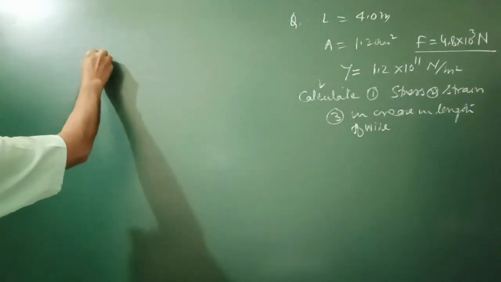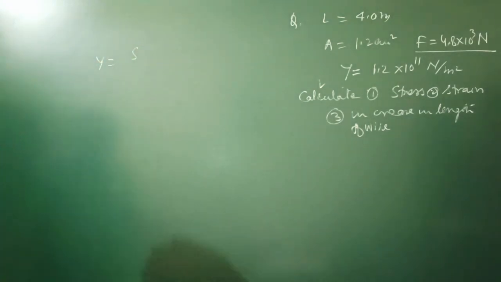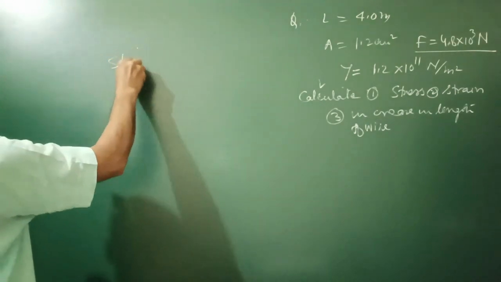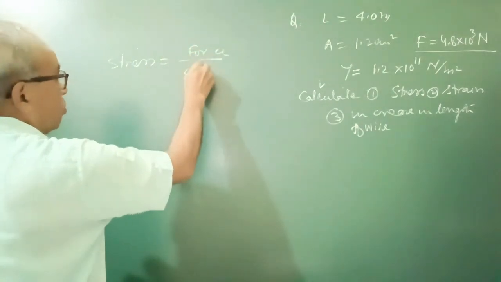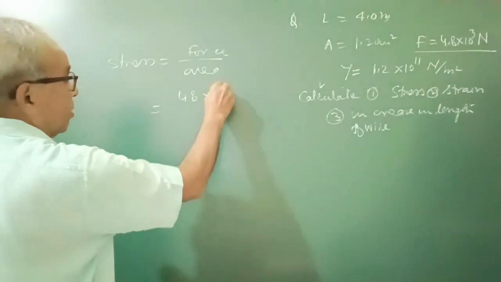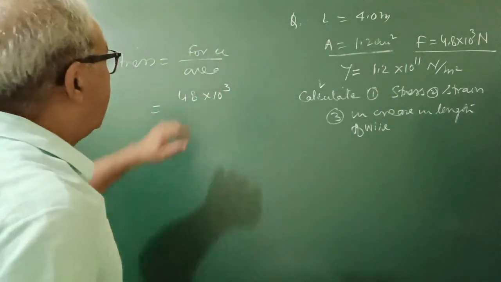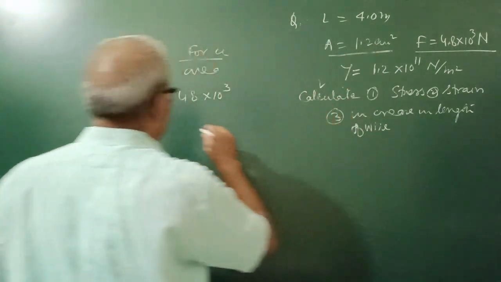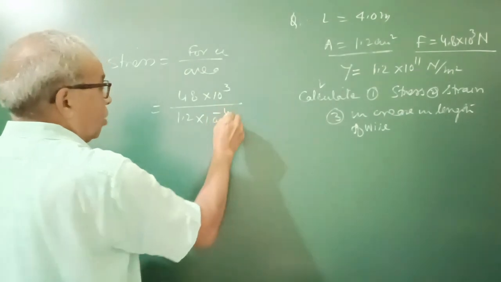So we know solution is this Y equal to stress. So stress is equal to force upon area. Force is 4.8 10 to the power 3. Here area is given in centimeter square. Force is in Newton. So we have to convert area into meter square. It is equal to 1.2 into 10 to the power minus 4 meter square.